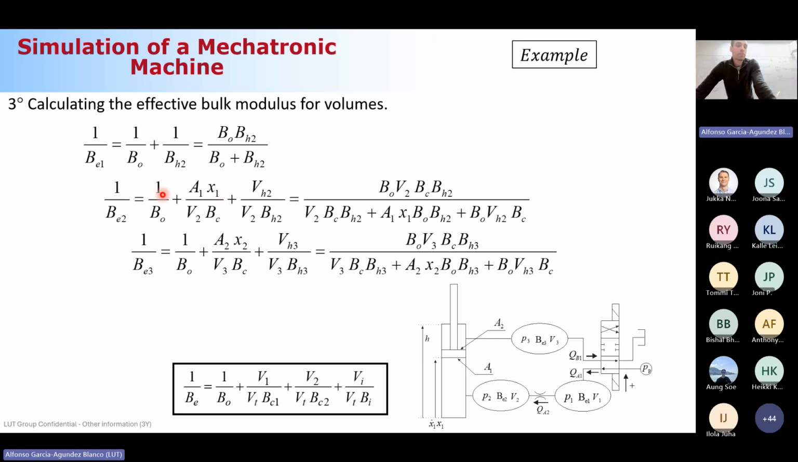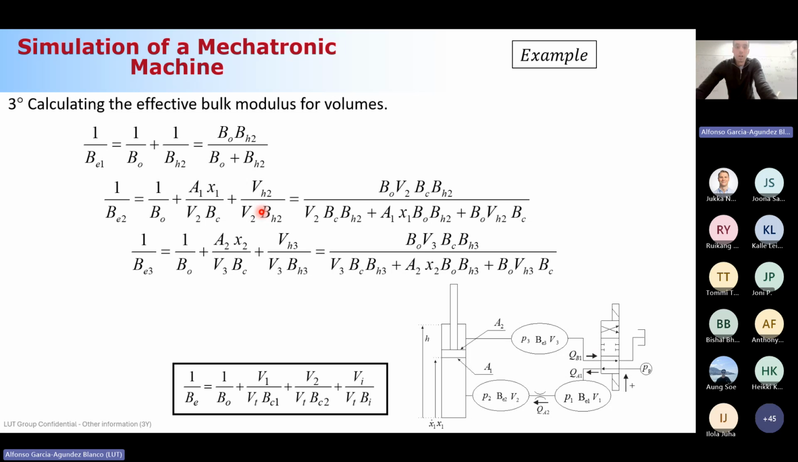Maybe you ask yourself, why is this term 1 divided by BO, and in the others you take into account the volume? This term is like the others, because you would have here the volume of oil, but the volume of oil is the whole control volume itself, divided by the whole control volume times BO. So you are cancelling the control volume in the numerator and the denominator. That is why in the general equation you always have the term of the oil written like this.